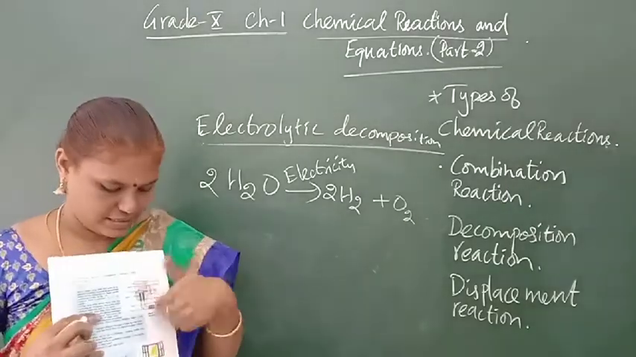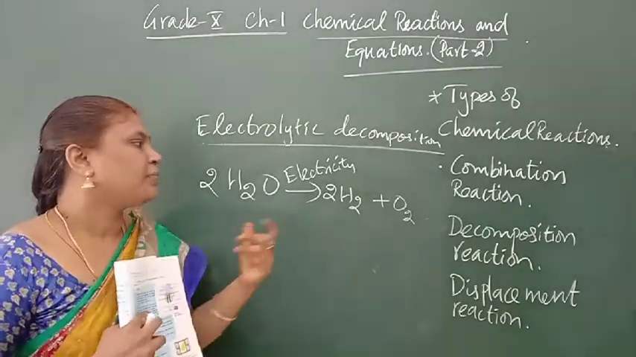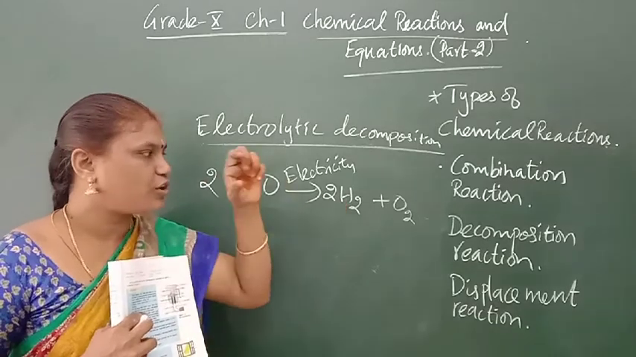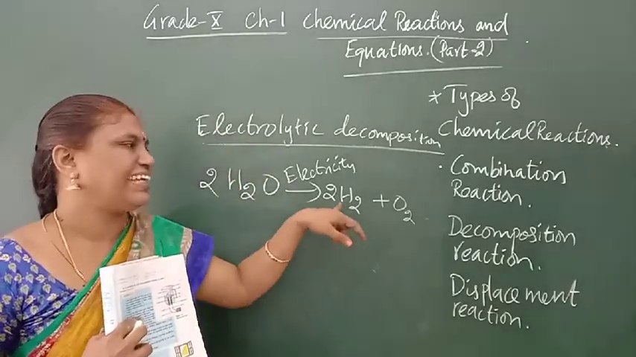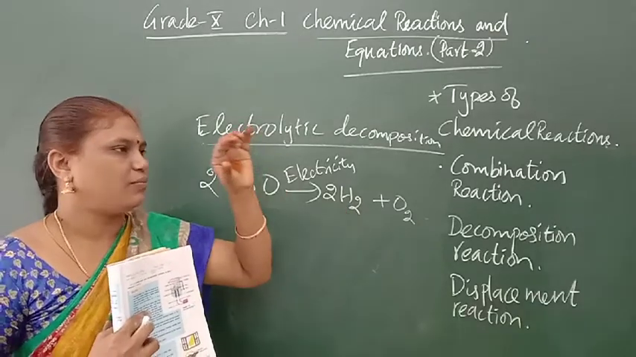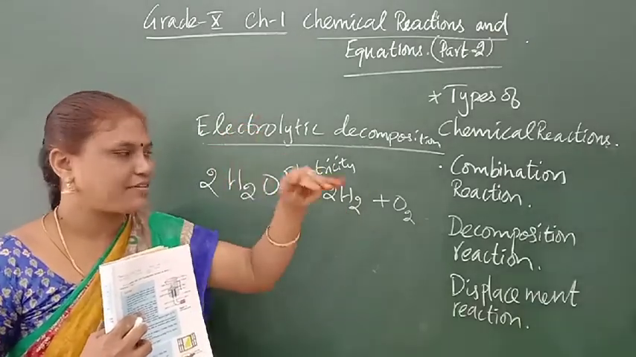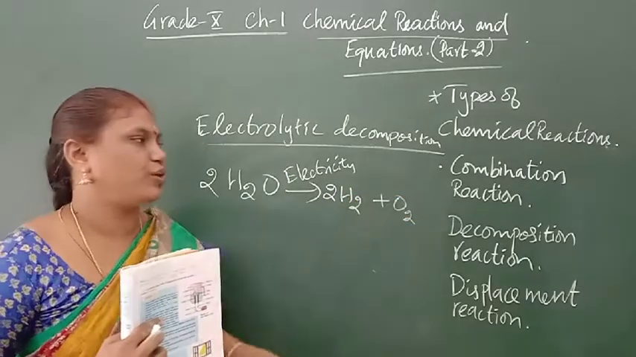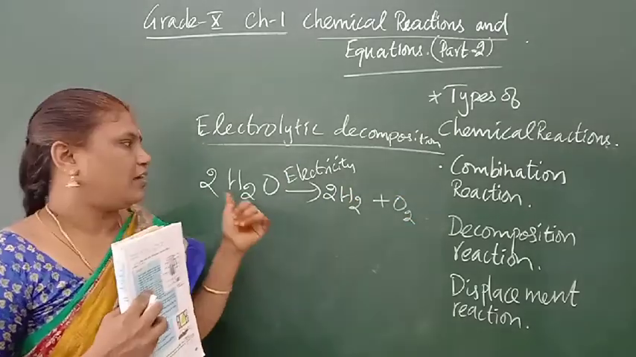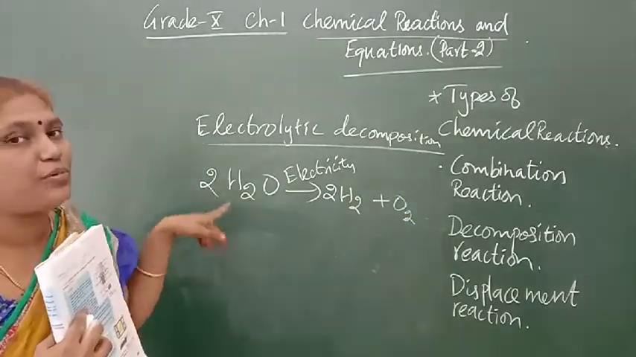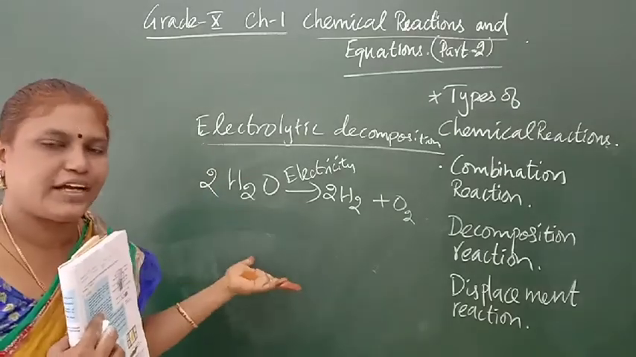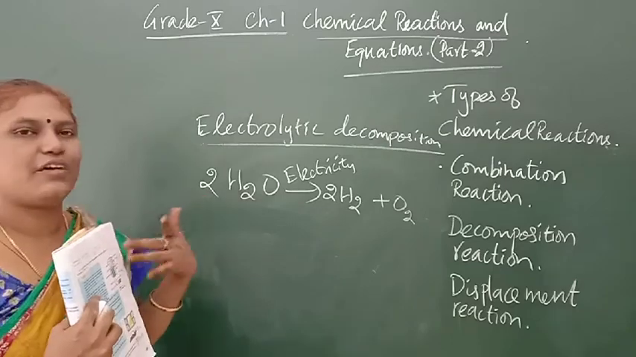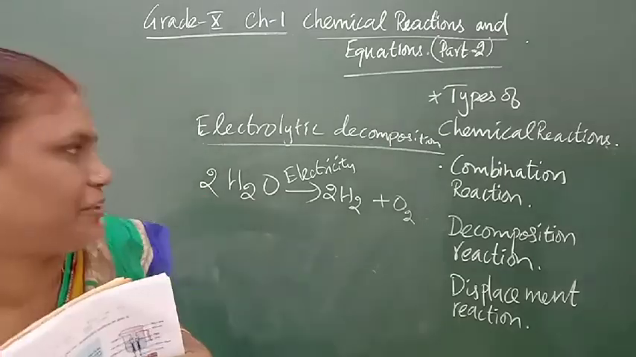Always when you see this apparatus setup, two parts of hydrogen gas are collected in the test tube at the cathode, so you can see more amount. Then half of that, oxygen, will be collected at the anode. It happens only when the water is not pure, in the acidified or alkaline form. So here we have used acidified water.